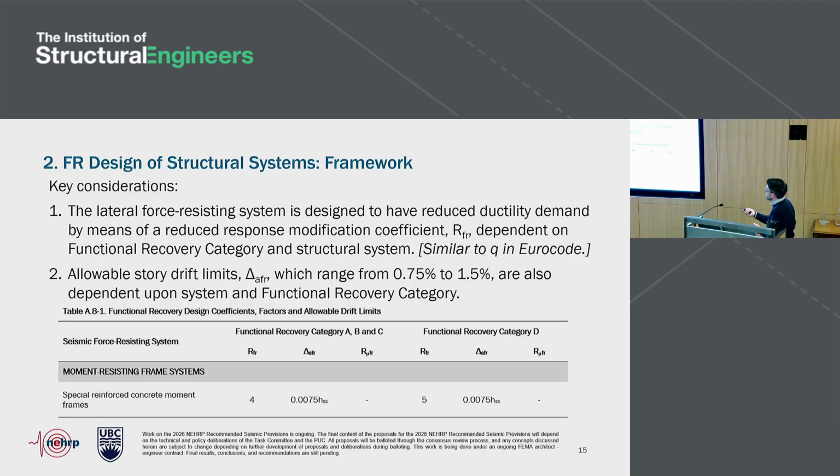And this is a snapshot of the types of results that we'll be reporting for different systems and different functional recovery categories. We're going to have this RFR, or response modification factor, for functional recovery, a drift limit, and an RMUFR, which is more related to non-structural system design. So I'll circle back on this variable later on.